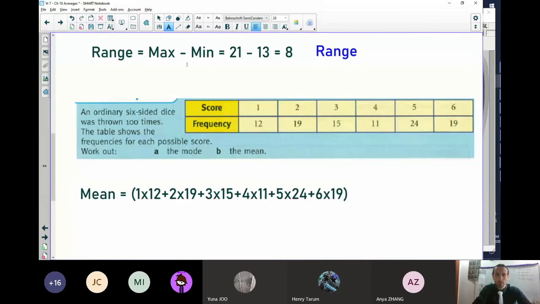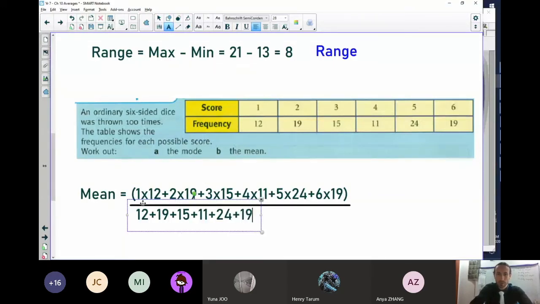So we're going to add all of them together, but to find the mean or the average, I then need to divide by how many bits of data that we have. Well, we've got 12 ones, we've got 19 twos, we've got 15 threes, we've got 11 fours. If we just add up all of our frequencies, that will give us how many bits of data that we have. So that's going to be 12 plus 19 plus 15 plus 11 plus 24 plus 19.